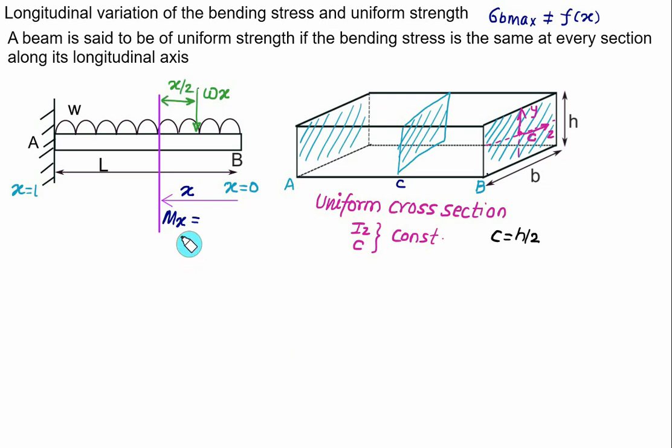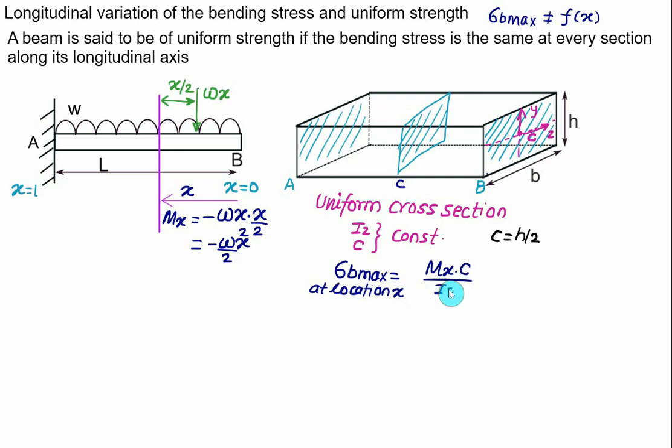In that case, the bending moment at the given section will be minus W multiplied by x, further multiplied by the distance x by 2. So we have minus W x square divided by 2. The bending moment will continuously vary. It is 0 at point B and maximum at point A, but we are not interested in the bending moment. We are interested in the maximum bending stress. The maximum bending stress at any location x will be the moment at that section multiplied by c divided by Iz, which equals minus W x square divided by 2, multiplied by c and divided by Iz.